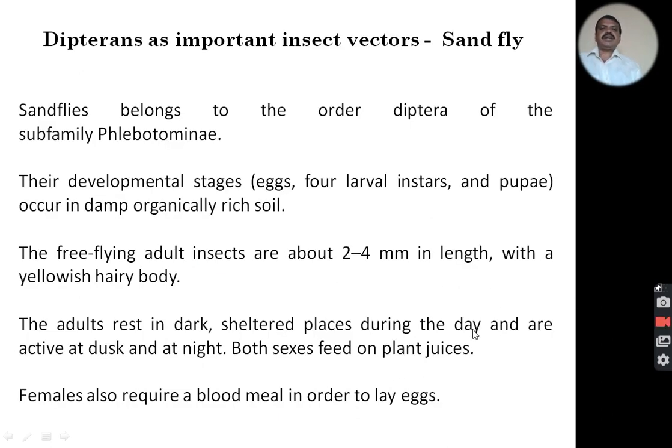Sandfly belongs to the order Diptera, subfamily Phlebotominae. Their developmental stages include the egg, 4 larval stages, that is instars, and the pupa. The pupa finally develops into the adult moth fly.